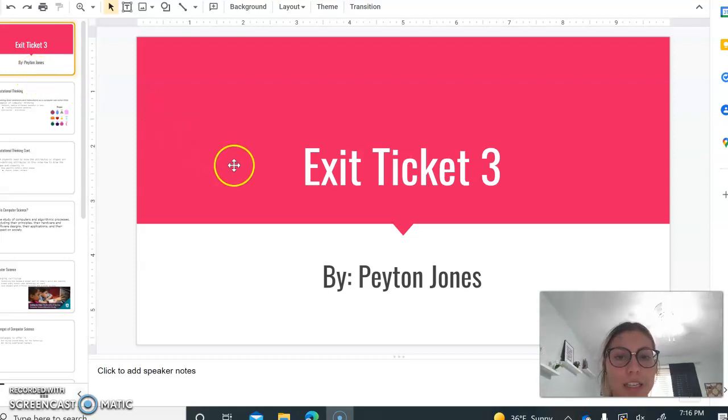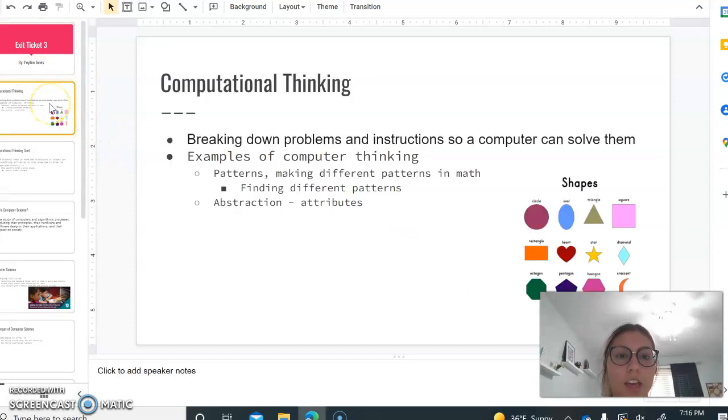All right, we have exit ticket number 3, and the computational thinking is about breaking down problems and instructions so a computer can solve them. So an example would be patterns and making different patterns in math and finding out the different patterns and knowing how to solve it, because that is like the computer having to solve the problem in the pattern.